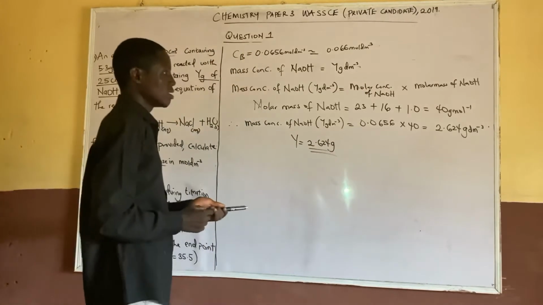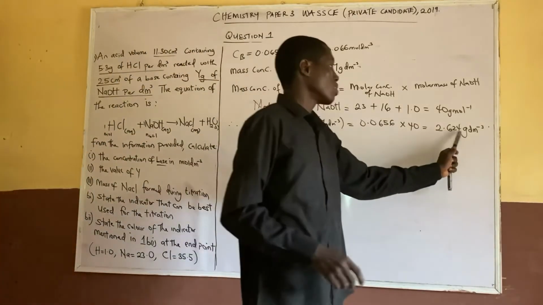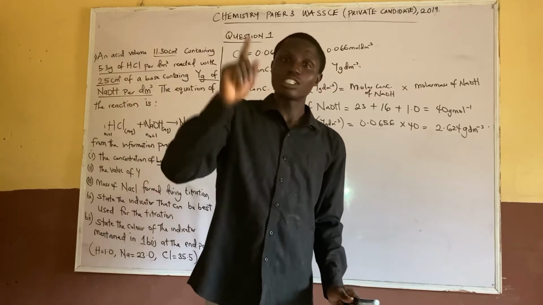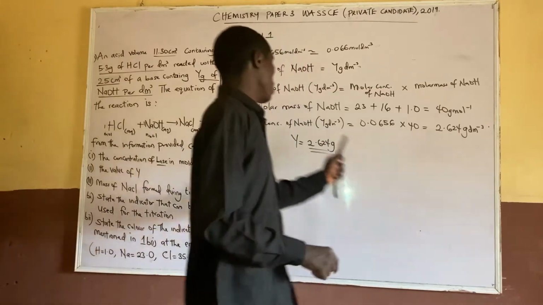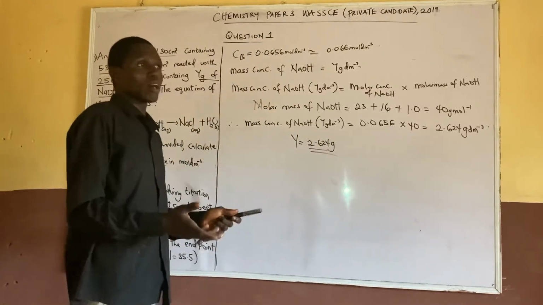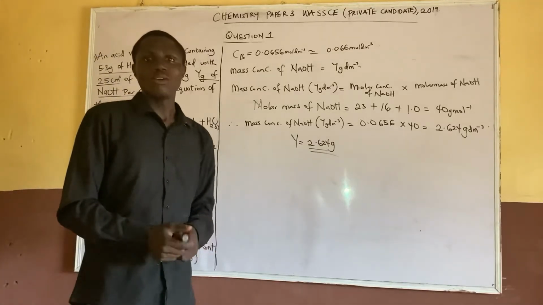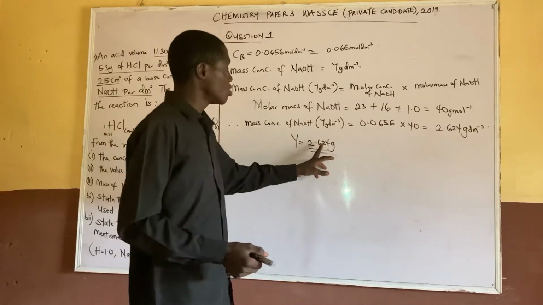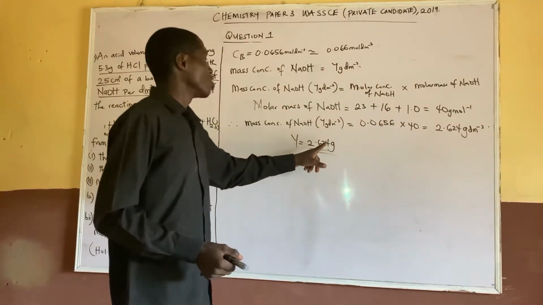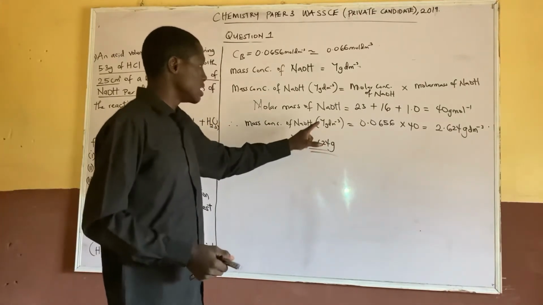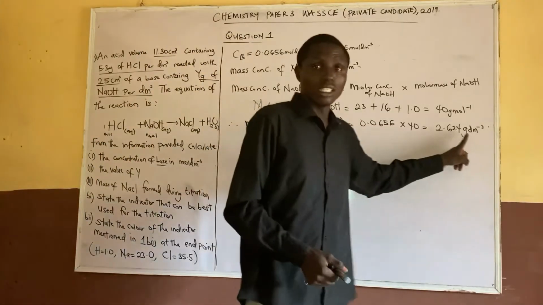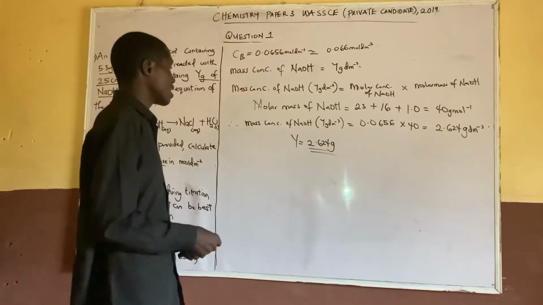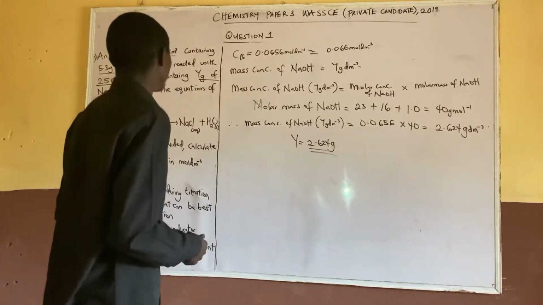This 2.624 gram was dissolved in 1 dm cube, which is 1,000 centimeter cube of water. So that's how we've gotten that one. It means 2.62 gram of sodium hydroxide was weighed and dissolved into 1,000 centimeter cube of distilled water. That's how they prepare the sodium hydroxide solution.